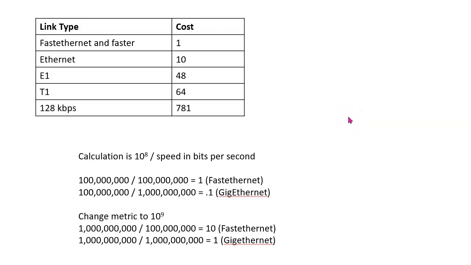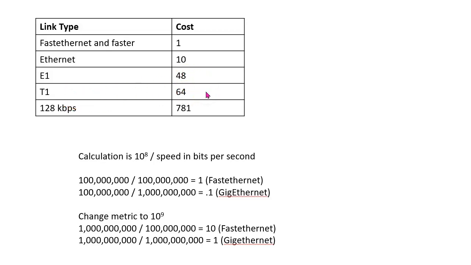When OSPF calculates the SPF, shortest path first, it uses a metric called cost. The cost reflects the speed of a link between two routers. Here are the cost values. Fast Ethernet or faster is a cost of 1. Ethernet, a cost of 10. An E1 line, that's a European type of line, is a cost of 48.